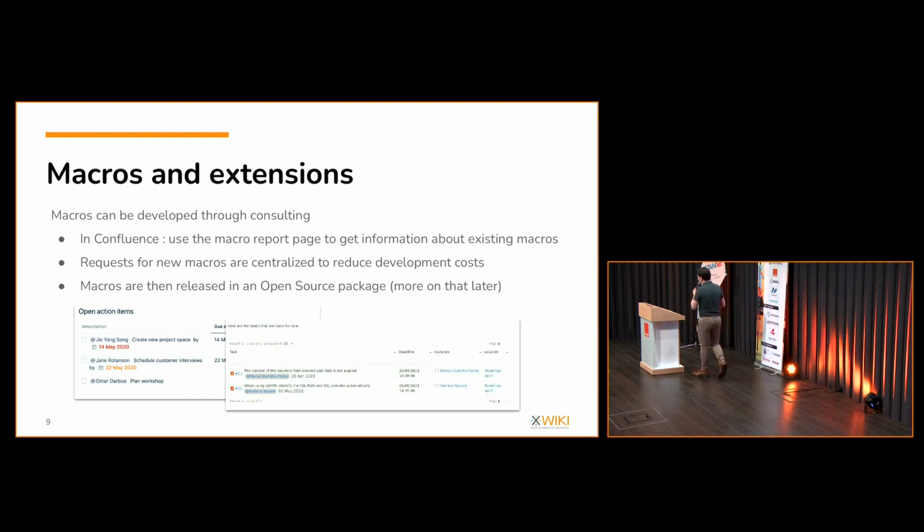And this allows us to build a repository of common macros that can be reused for later migrations. And then the more Confluence instances we migrate, the more functionality we gain and the better support we have for the migration, basically.